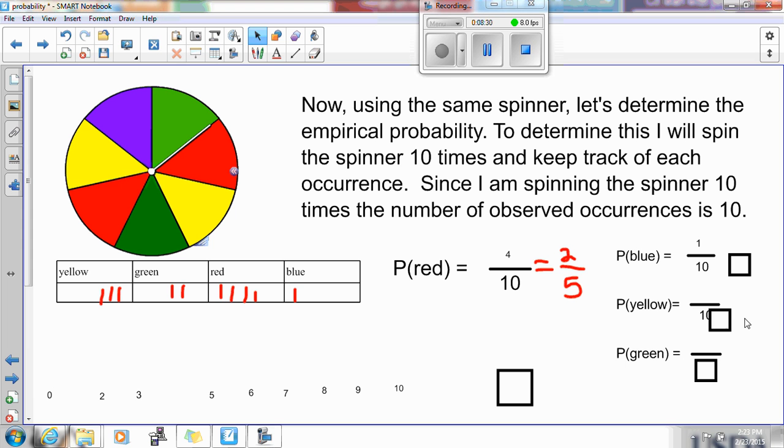Yellow, again, we did 10 trials, so 10 is our bottom number. But 3 of those times it landed on yellow. So the probability of yellow is 3/10. Again, notice all of these numbers are less than 1 but greater than 0. A probability can equal 0 and it can equal 1, but it can't be greater than 1 and it can't be less than 0. Probability of green, well, green occurred 2 times, so 2 out of 10.